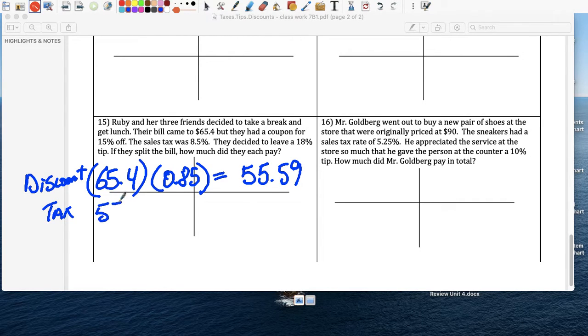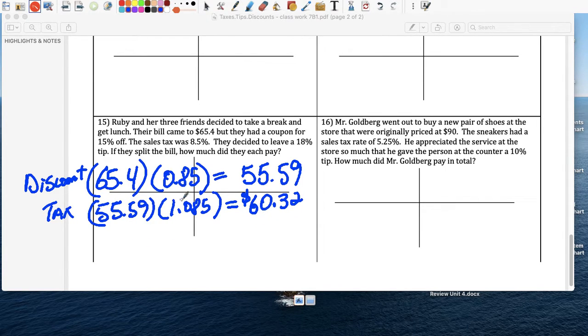So the tax is on $55.59. And what's the tax? 8.5%. So we're going to multiply that by 1.085. So our food and tax, 55.59 times 1.085 equals $60.32. So here's my total of my discounted bill with the tax. So we're okay for now.